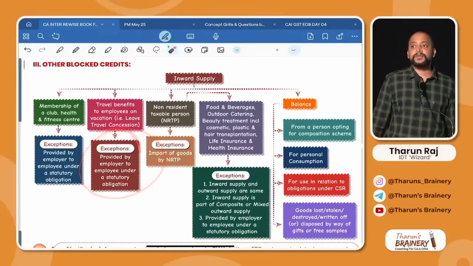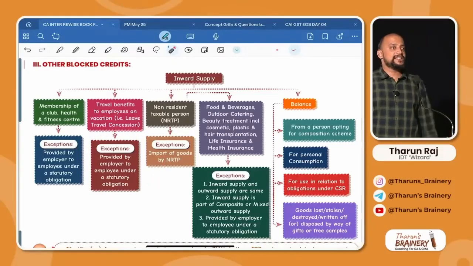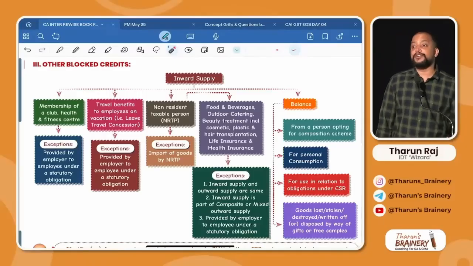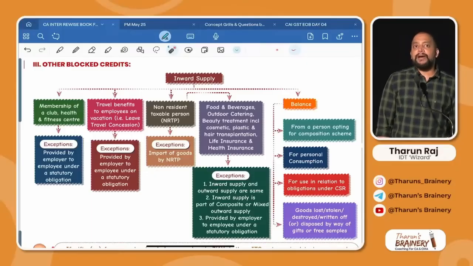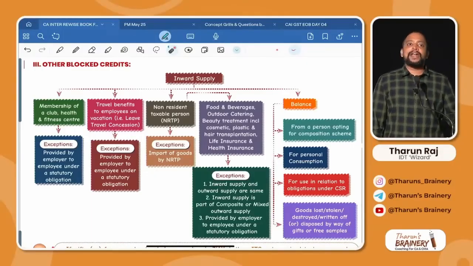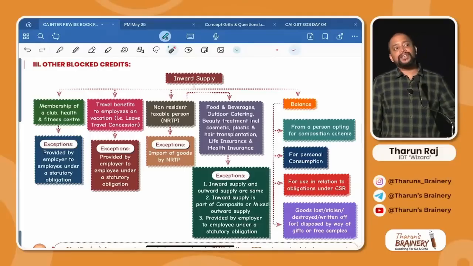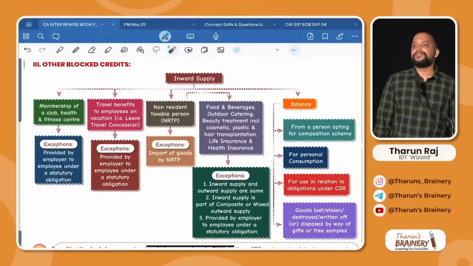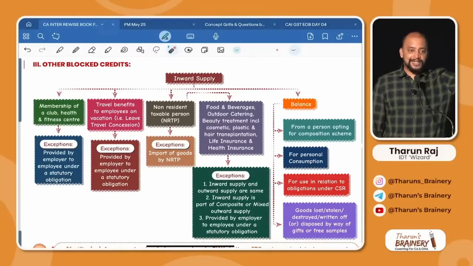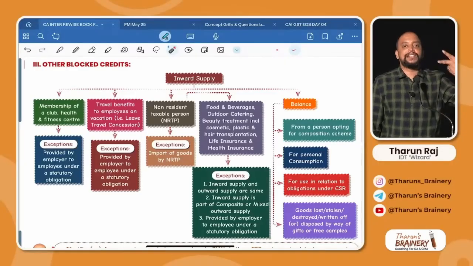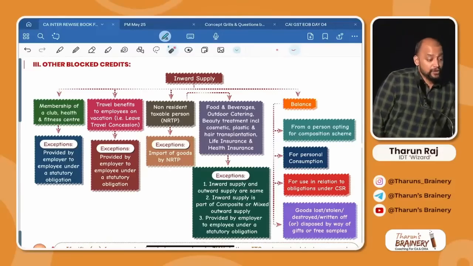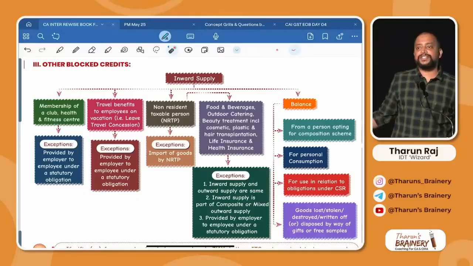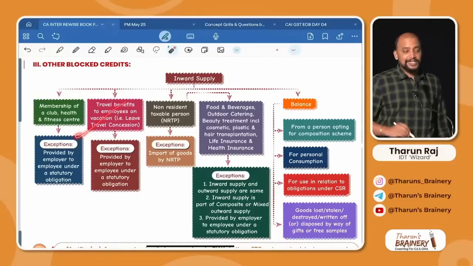One more exception is there. What is that exception? If it is incurred by employer to employee under a statutory obligation, then they can take ITC. Example, Karnataka government mandates the employer to provide leave along with travel expenditure to employees if they are having employees from northeastern states like Assam, Manipur and all. They need to mandatorily provide paid leave and bear the travel expenditure. Because they incur the travel expenditure under a statutory obligation, ITC is available.